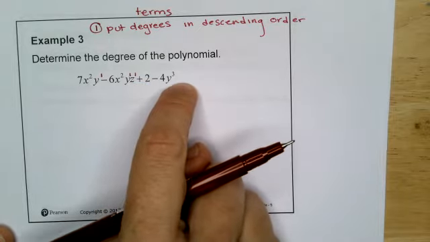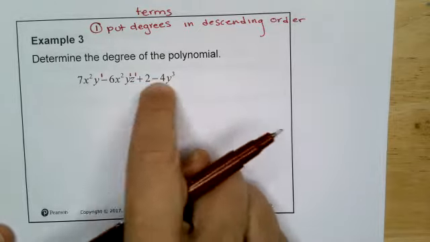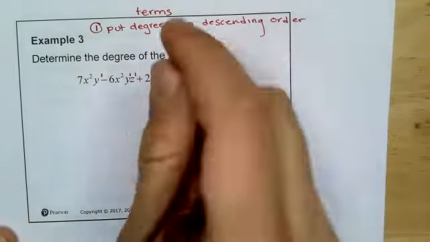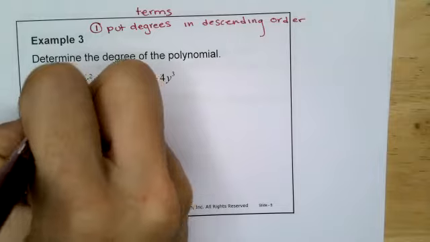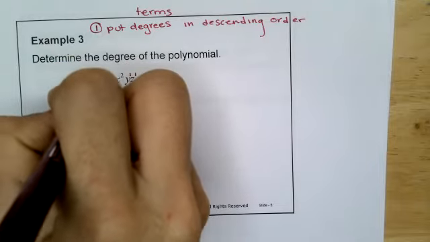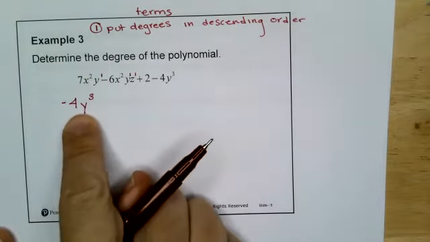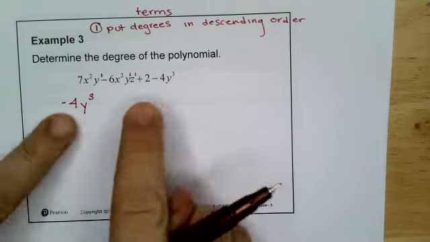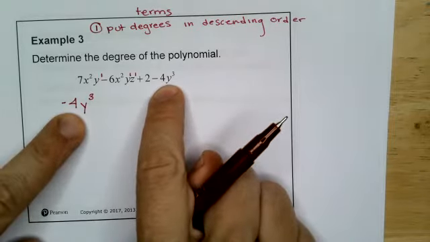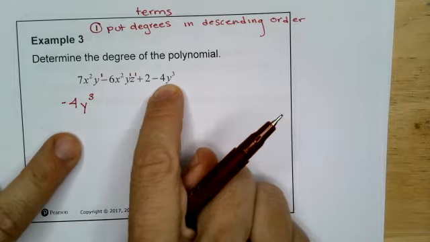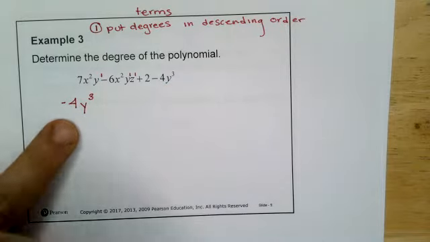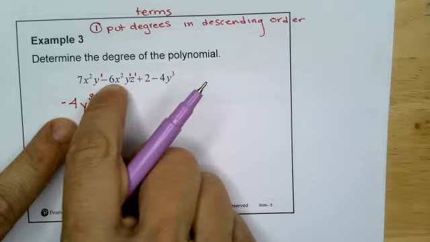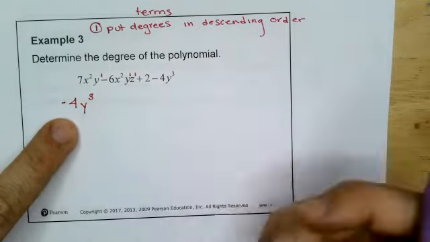So the biggest degree of each of these terms is actually, it's kind of tied, but I would start with the negative 4y to the third, because that is the only one where a variable is raised to the third power. Okay, so that one's going first because that's the only one where one variable is being raised to a third power. Then you go on to 7x squared y to the first and negative 6x squared y z.